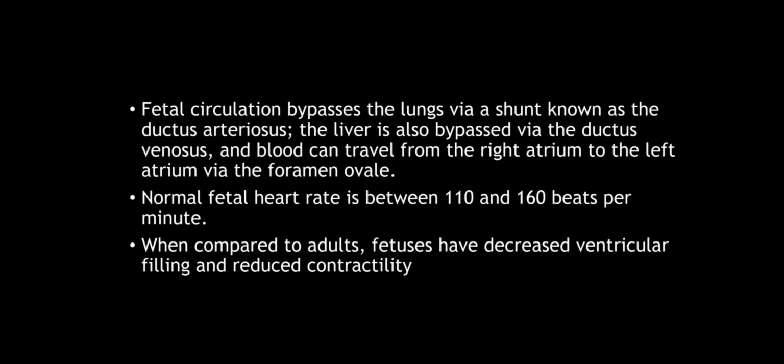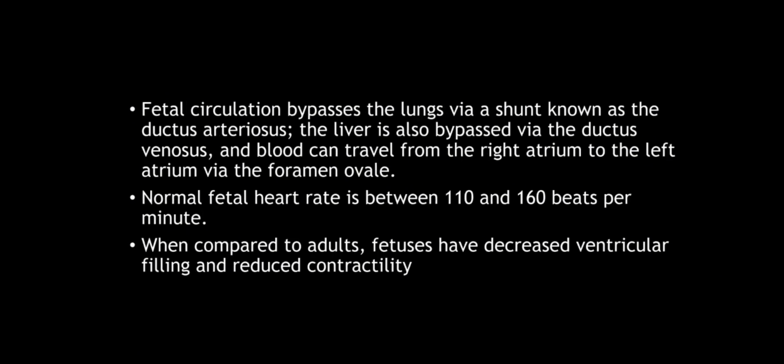Fetal circulation bypasses the lungs via a shunt that is known as the ductus arteriosus. The liver is also bypassed via the ductus venosus. Therefore, blood can travel directly from the right atrium to the left atrium via the foramen ovale. Normal fetal heart rate is between 110 and 160 beats per minute.